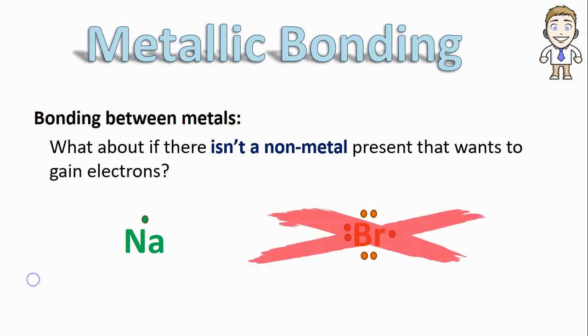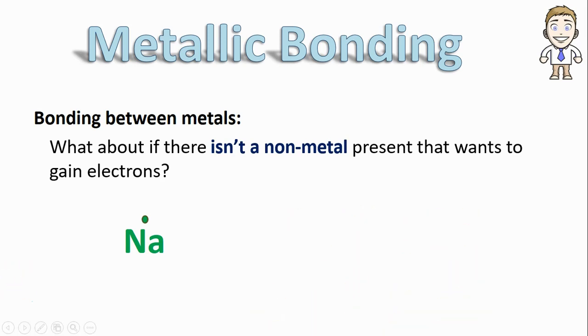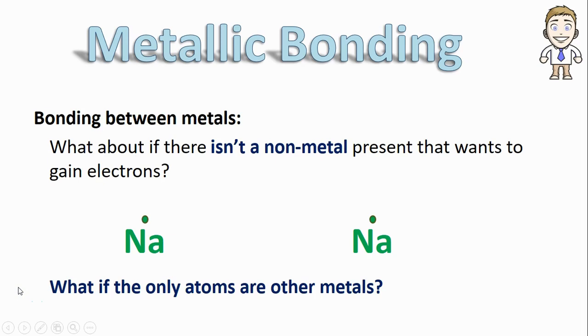This video asks the question, what if you didn't have a nonmetal present that was willing to gain electrons? What if the bromine wasn't there? Or what if the only other atom that was there was another metal, say another sodium atom? This second sodium atom is just like this one. It doesn't want to gain electrons, it will only lose them.